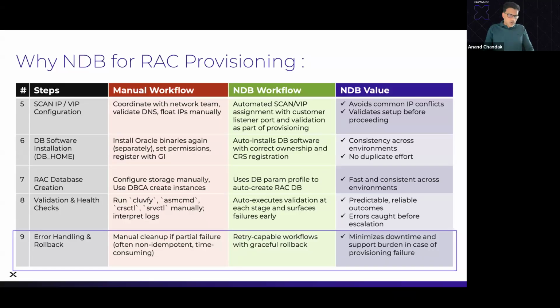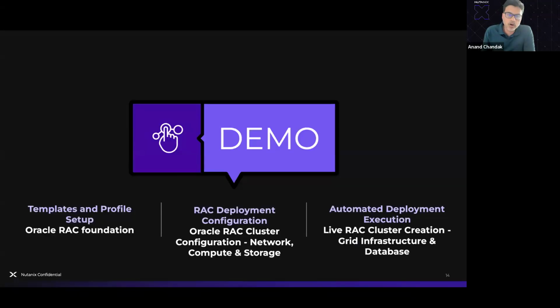So as you can see across all the 9 steps, you see the same pattern. Manual complexity eliminated through NDB's automation. Right? All the manual steps that I've highlighted require weeks of coordinated effort, and they get eliminated with NDB's automation. What that means is your DBA can focus on high value tasks, like database tuning, and leave the provisioning to us. Now, with that, I will pass to my colleague Adil, who's going to do a demo.